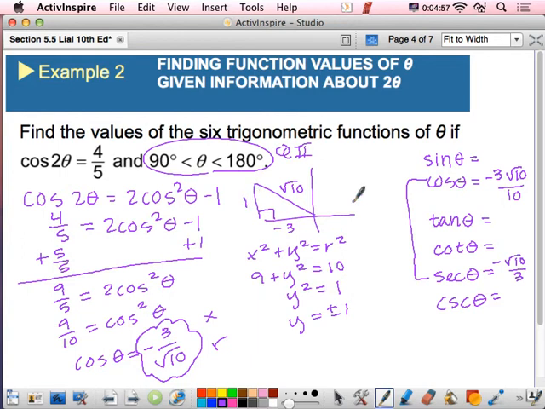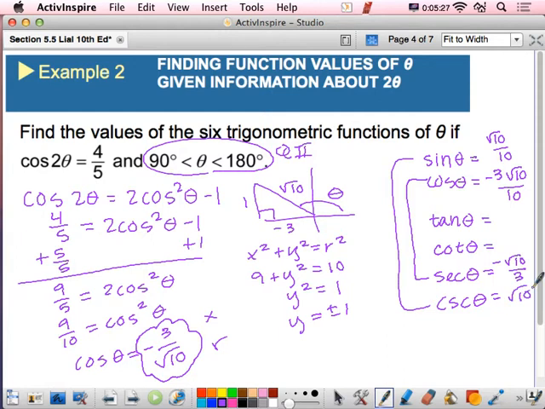So what I did was I drew the triangle for theta. This is the triangle for single theta. Now I can use that triangle to find anything I want. So sine is y over r, which is 1 over the square root of 10. So that would be square root of 10 over 10. All right. That would make the cosecant, the reciprocal of that, your r over your y. So it would be square root of 10 over 1.